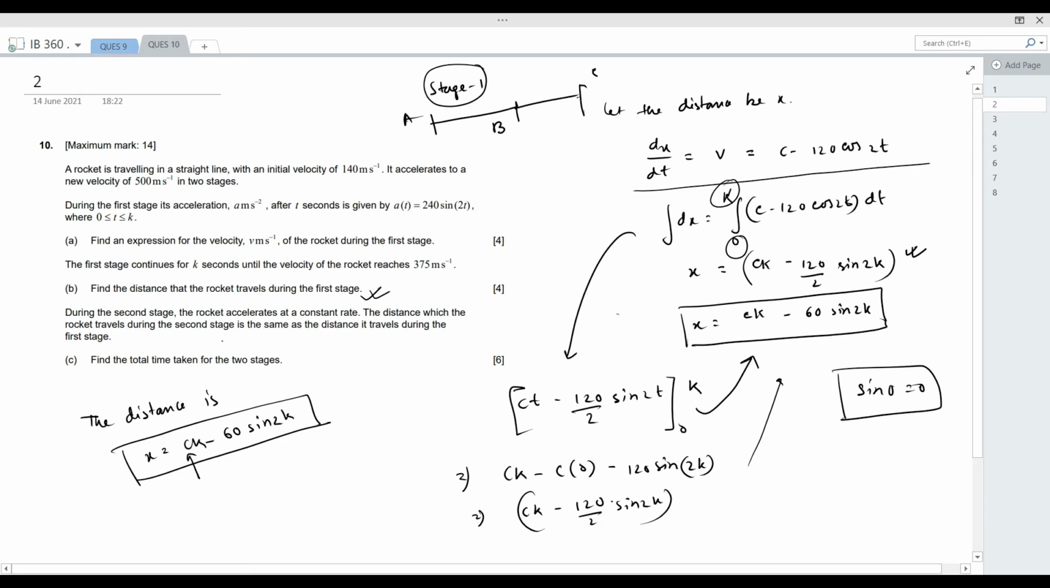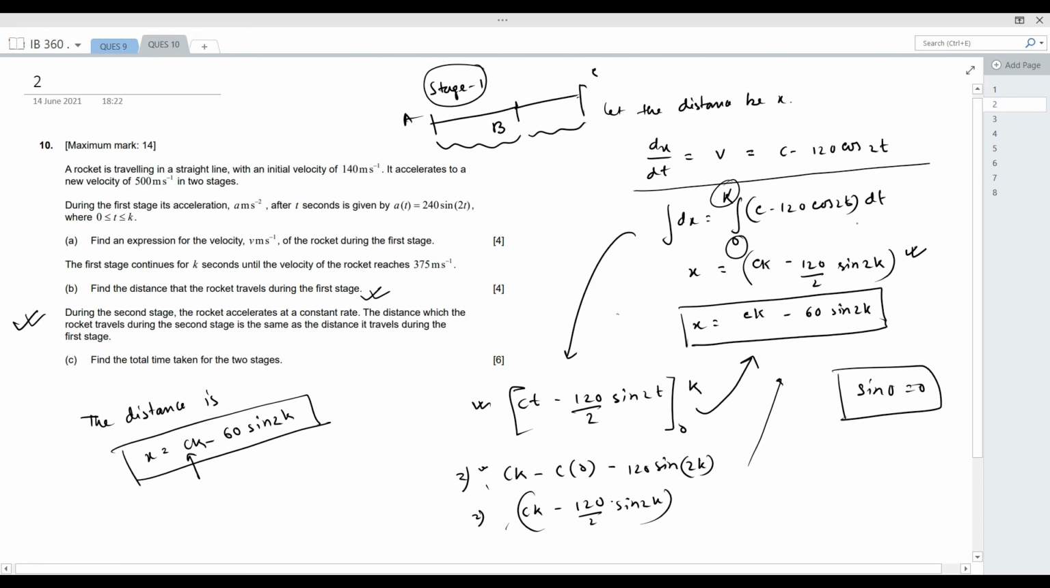Now the last problem. I will not say it is a complicated problem, you just need to do the integration and calculation in a proper way, and I have also given you the detailed part of how this particular value is obtained. Now during the second stage the rocket accelerates at a constant rate. The distance which the rocket travels during the second stage is the same as the distance it travels during the first stage. So stage 1 distance and stage 2 distance are the same. So stage 2 distance will again be ck minus 60 sine 2k.